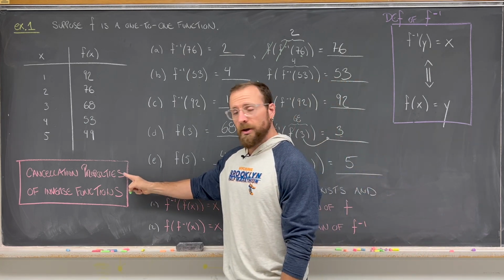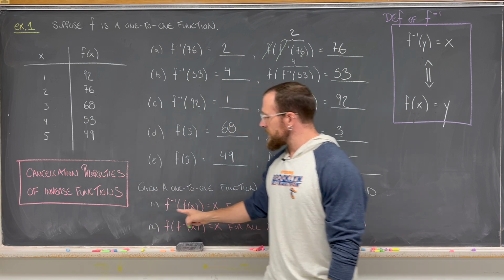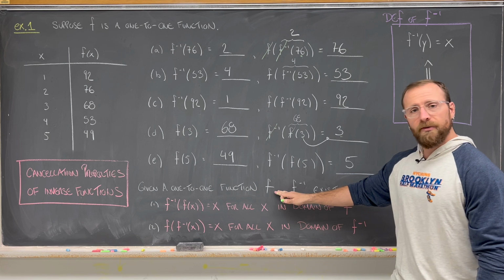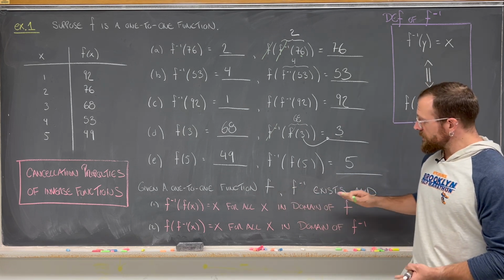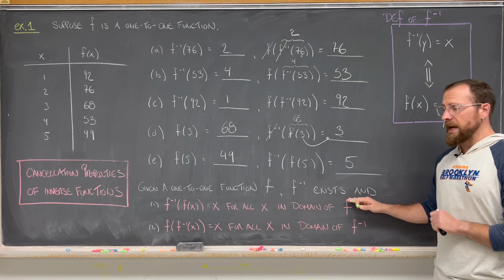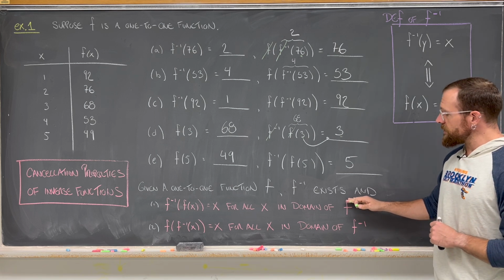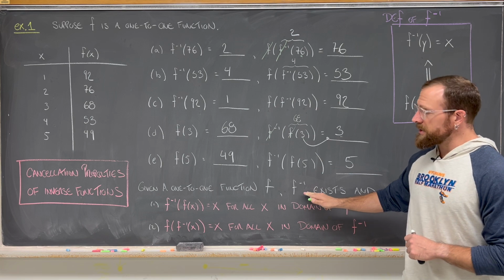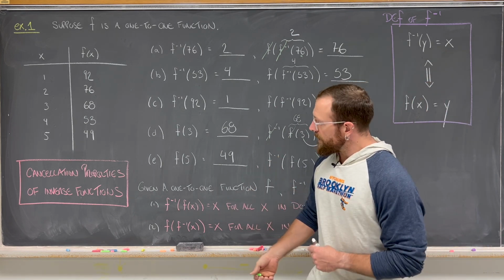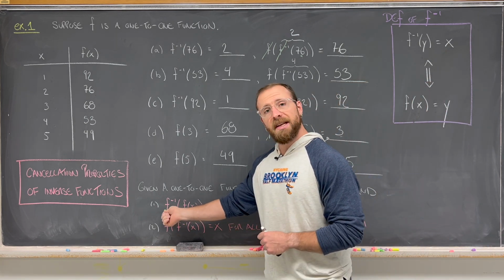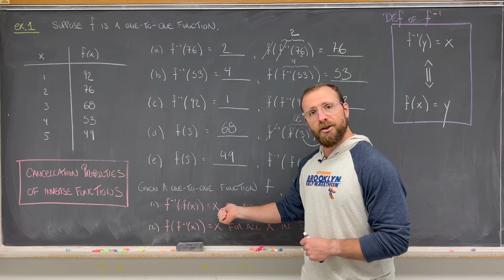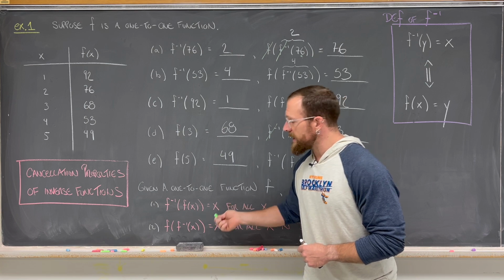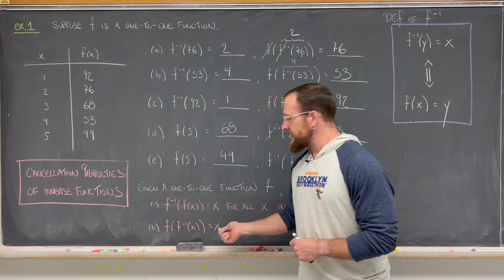There are two cancellation properties of inverse functions, and this is what they say. Given a one-to-one function f, since it's one-to-one, you can talk about f inverse. Not every function has an inverse function, but one-to-one functions do. If you compose them, if you put one of the functions inside of its inverse, you get back exactly what you started with. f inverse of f of x is x. f of f inverse of x is x.